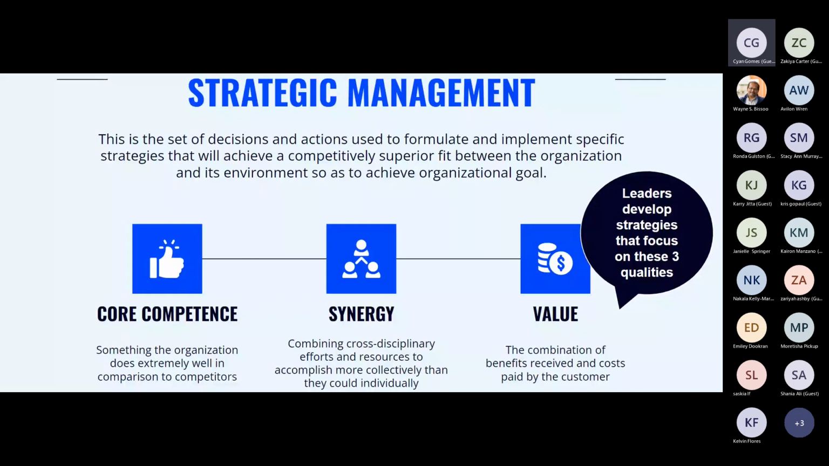In core competence, it's something the organization does extremely well in comparison to competitors. So if Apple is making a great iOS, they'll continue to make strategies that build up that high quality iOS system. Synergy is combining the cross-disciplinary efforts and resources to accomplish more collectively than they could individually. So sometimes you see organizations collaborating with other organizations that boost their system of work and boost the other organization's system of work. Value, this is the combination of benefits received and costs paid by the customer. So you always want to ensure that whatever strategies you come up with are giving customers value.